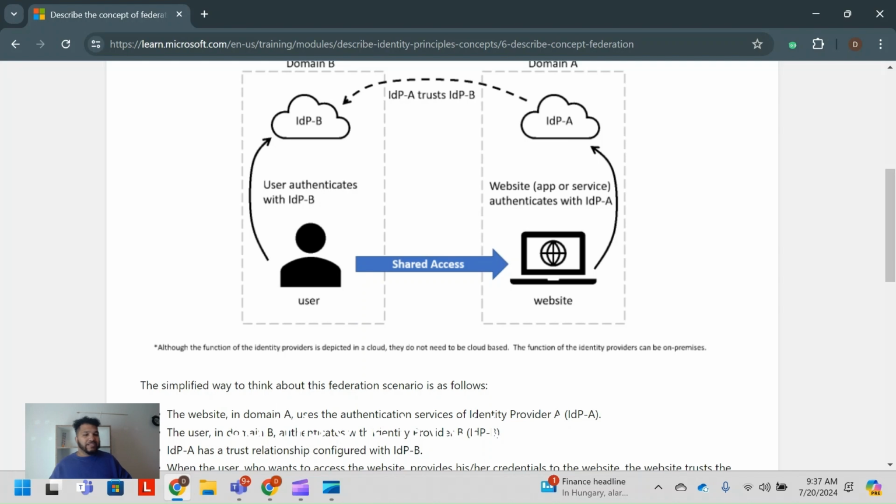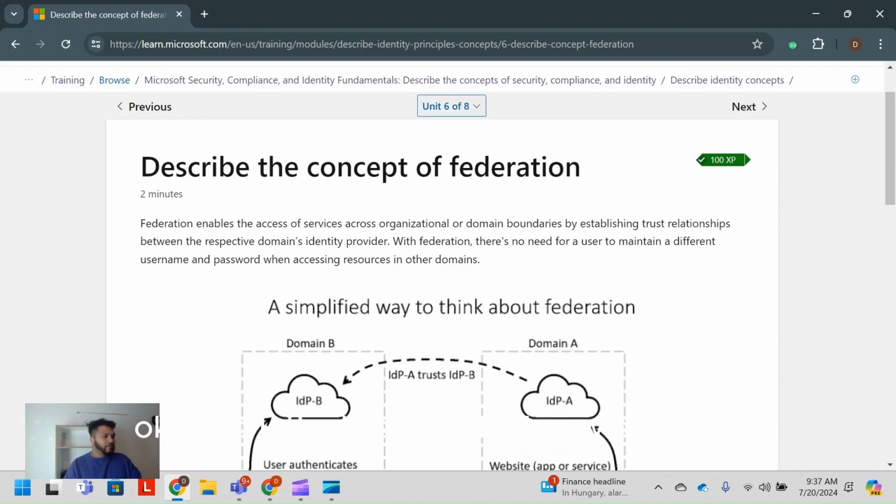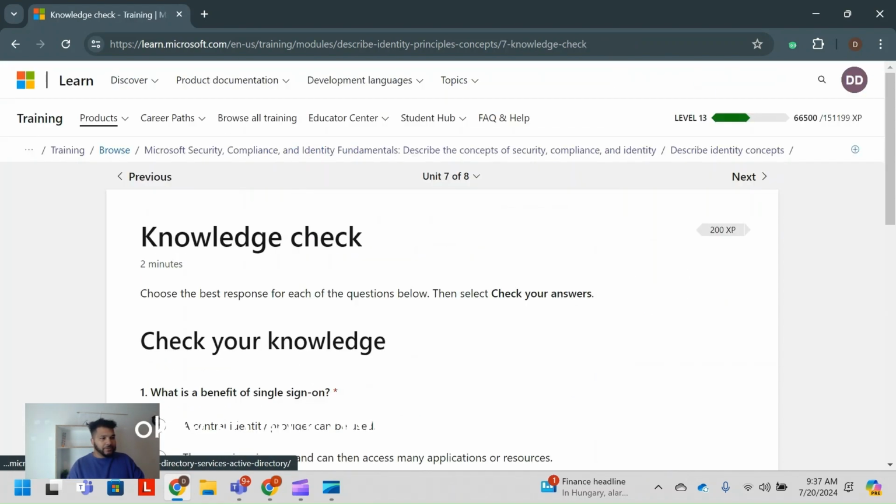That's not the goal. The goal is always to verify and make sure the users need access. So in this one, it's not bidirectional. It doesn't have to be. It can be, but it doesn't have to be. That's a very key concept to know in federation services. Okay, so let's dive into the knowledge check.